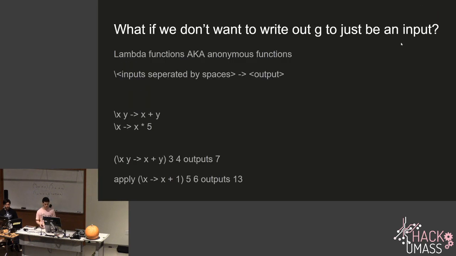So what if we don't want G to just be an input? It feels like a waste of space to write a whole line G of U equals U plus 1. That's why we have lambda functions, otherwise known as anonymous functions. They're called anonymous because they don't have a name. The writing of it is a little wonky. The way you write it is by writing a backslash, not a forward slash, very specifically a backslash, all of the inputs separated by spaces, just like you would for any other Haskell function, and then an arrow pointing to the right. And that's the output.